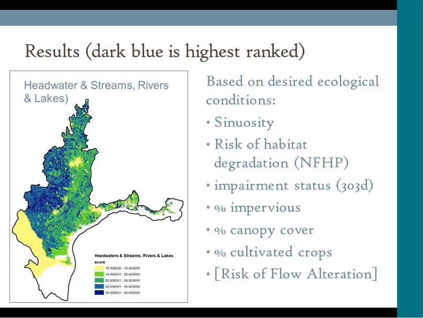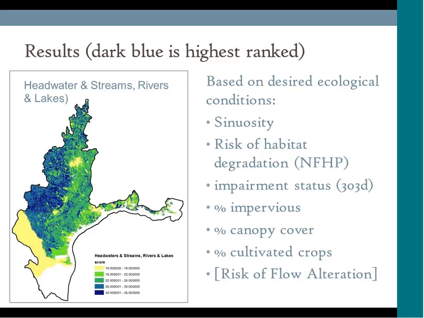And this is a combined projection for headwaters and streams and rivers and lakes. As I mentioned before, this product is based on desired ecological conditions identified by the science team, and includes metrics for sinuosity, risk of habitat degradation from NIFHAP, stream impairment status, but is also scaled with the amount of impervious land, the amount of canopy cover, and the amount of cultivated crops within that catchment.